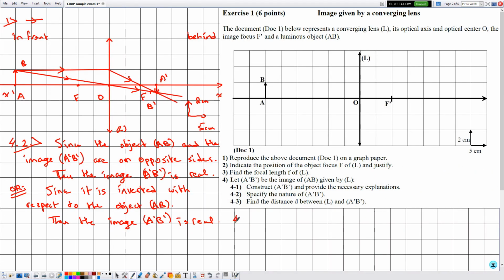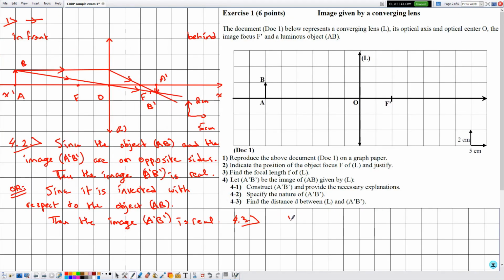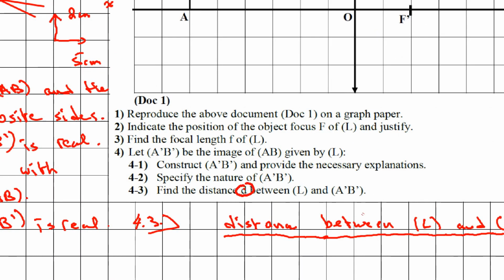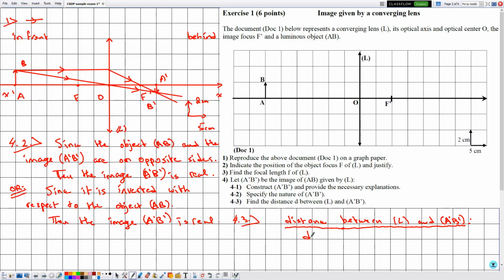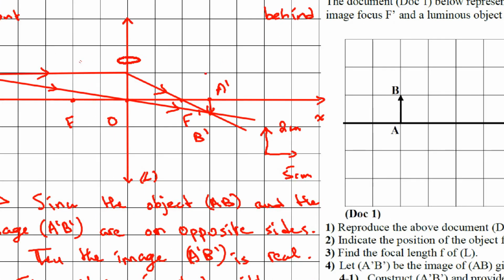Now in 4.3, find the distance D between L and AB. So let's write distance between L and A prime B prime. And this distance is denoted by D. For sure, we need to find this distance graphically. So it's the distance between the lens and the image A prime B prime, which consists of 3 divisions.